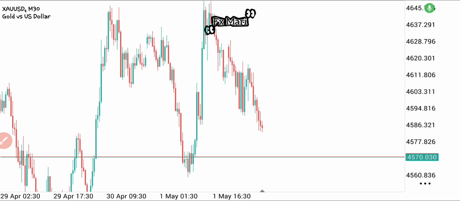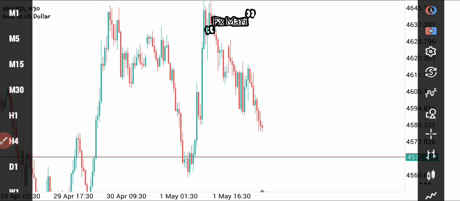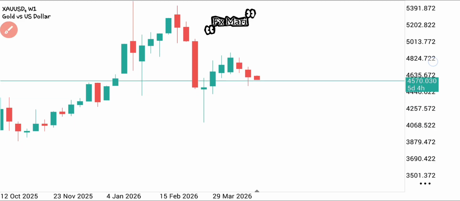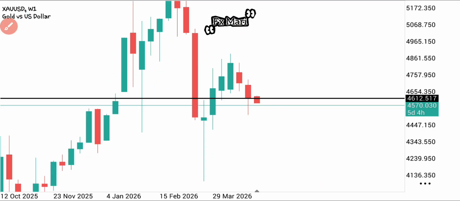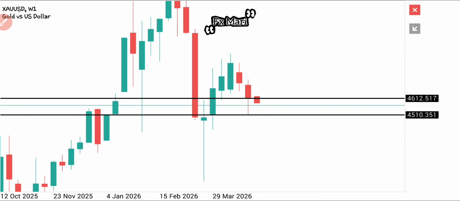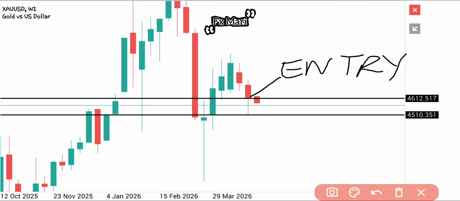So as usual, we start in the weekly time frame, and in the weekly time frame we highlight the close of the previous candle. After highlighting the close of the previous candle, we then highlight the lower wick. After highlighting everything, we know our close, the close of the previous candle, is acting as our entry, and the lower wick is acting as our TP.